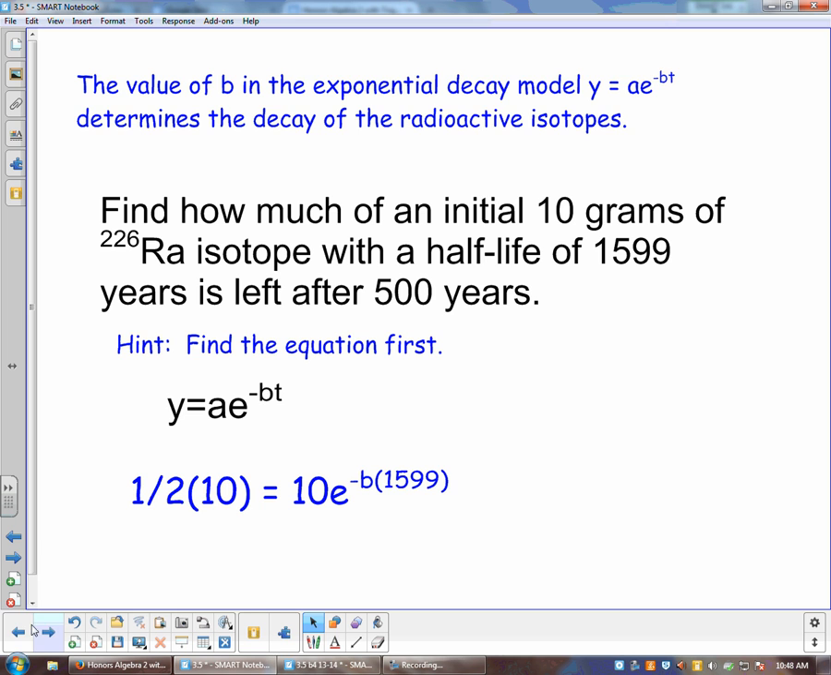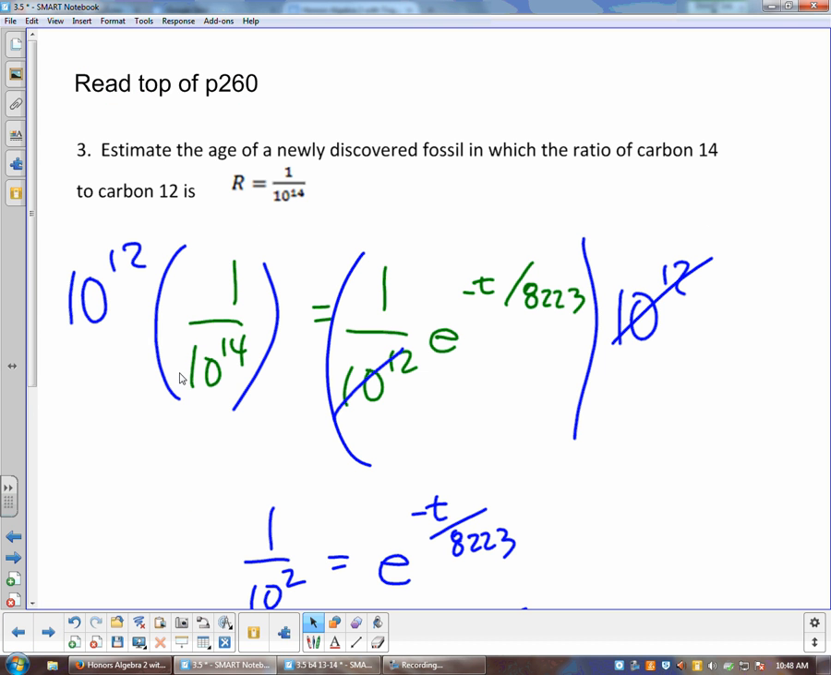Okay, I think that would probably be a good place to stop. We're going to pick up on this on Friday. So if you're not here, you're going to watch the next video installment, okay?